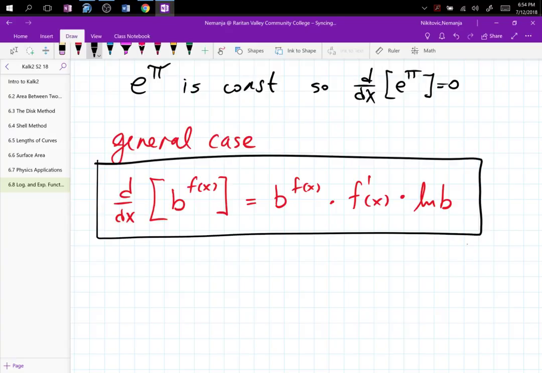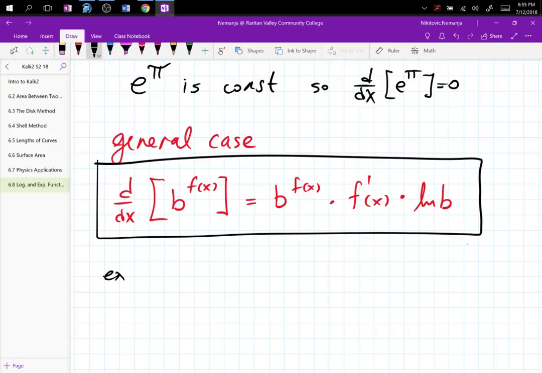So that would be the most general case to find the derivative of exponential functions. Now you can see that if b is equal to e, it collapses to the previous formula, because it will be e to the f of x, still f prime of x, and then you have ln of e, but ln of e is 1, right? So it collapses to the previous formula.